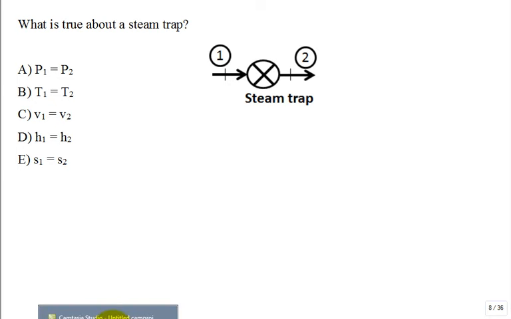What is true about a steam trap? A, B, C, D, or E? What's true about a steam trap? Okay, let's take a look at the results. Do you think there'll be a distribution of results?